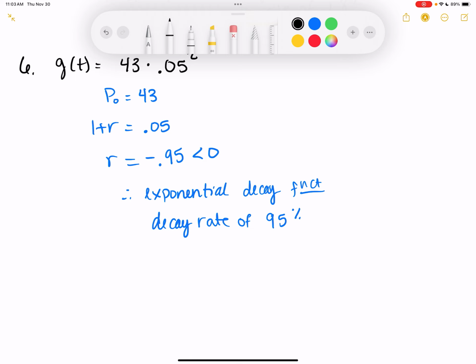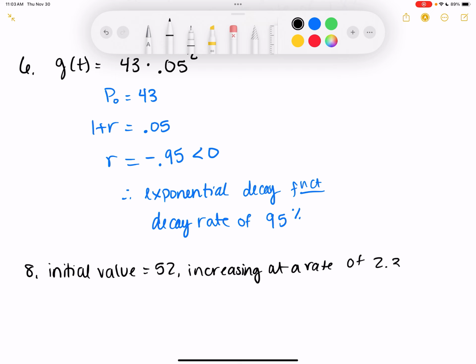But to start with, number 8, they tell us we have an initial value equal to 52, and then they say increasing at a rate of 2.3% per day.